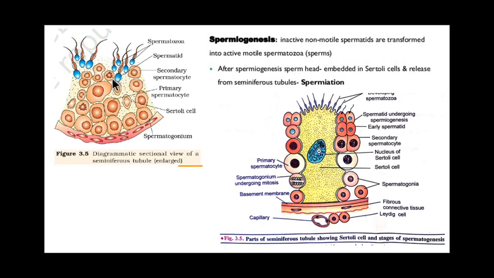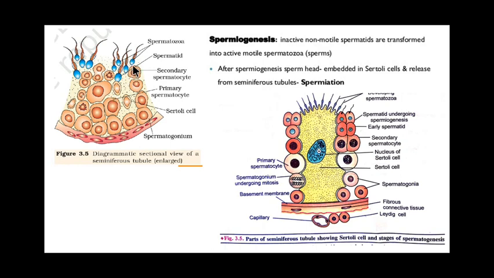Now the spermatid is transformed into sperm by losing a great deal of cytoplasm, condensation of the nucleus into a head, and by formation of the flagellated tail. During development, the flagellated tail of the sperm projects into the lumen, here, and the head is embedded in the Sertoli cell.